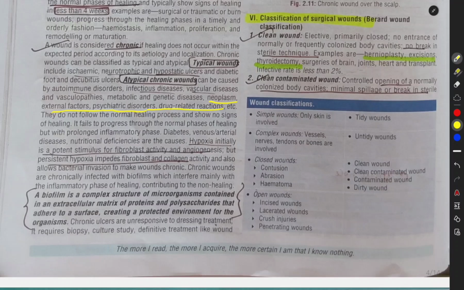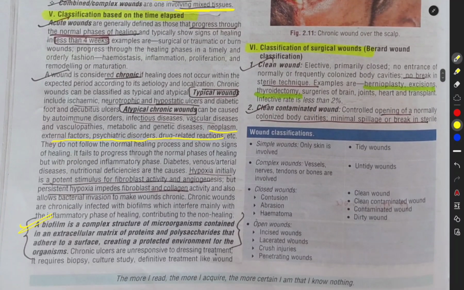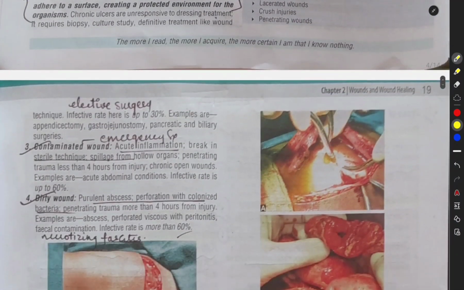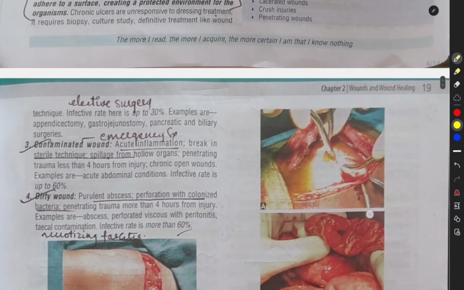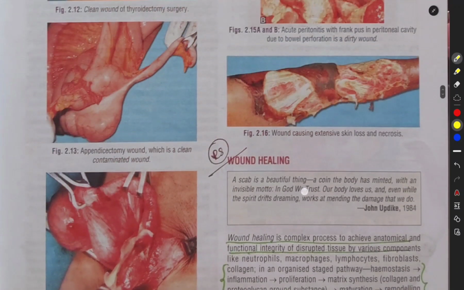These are prone for hypoxia and then infection. When infection occurs, it will lead to biofilm formation. The last type of classification is based on surgical wounds. This will be dealt with in detail in some other video. Just remember that surgical wounds will be classified as clean wound, clean contaminated wound, contaminated wounds, and then the dirty wounds. This is all about wounds, which is type of wounds.